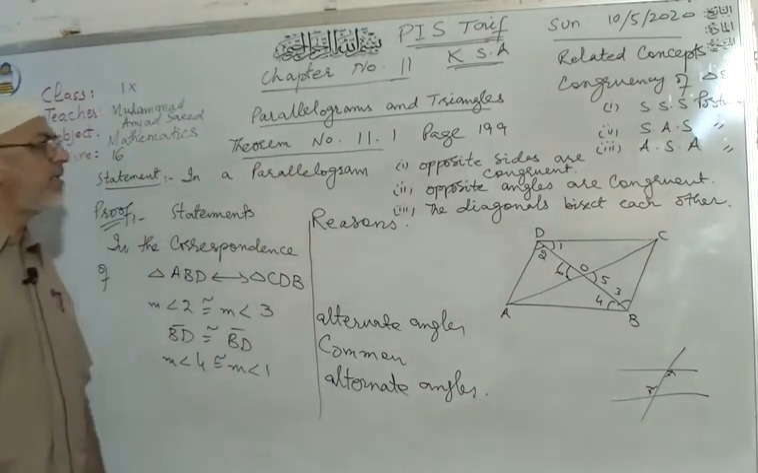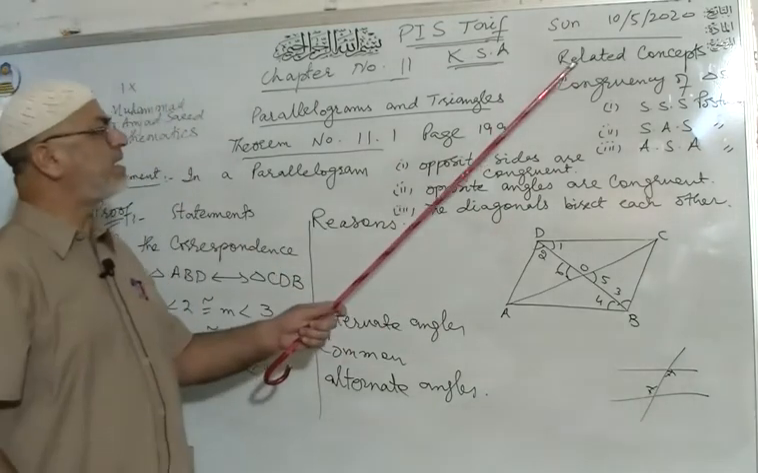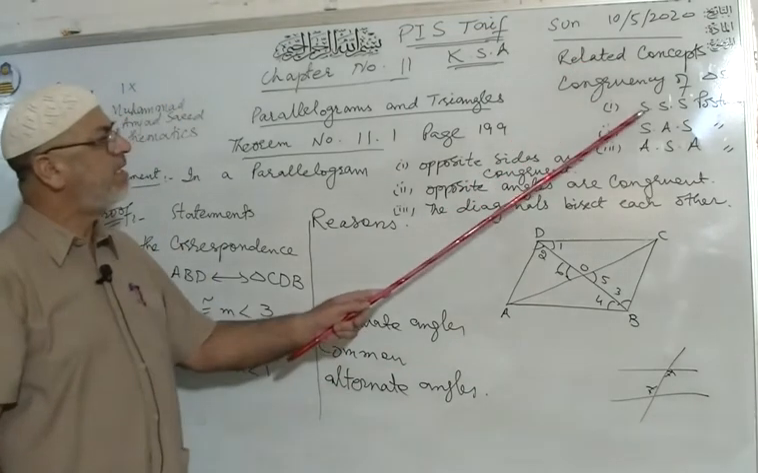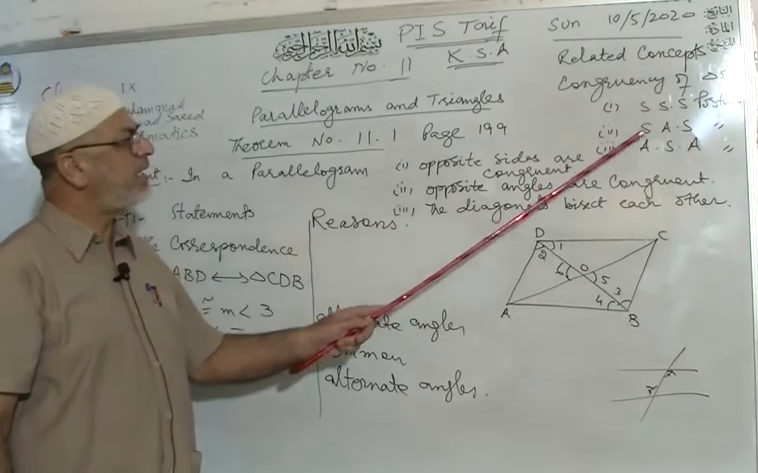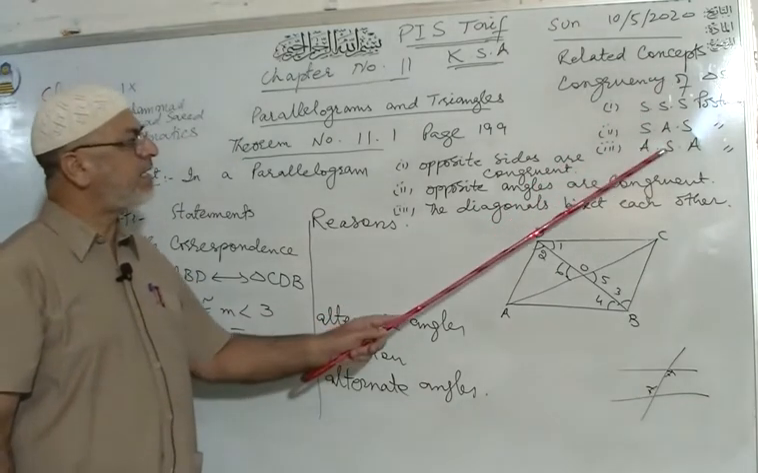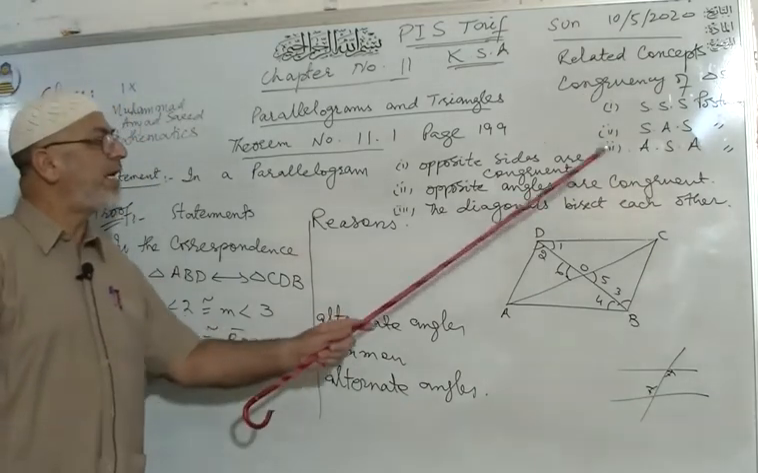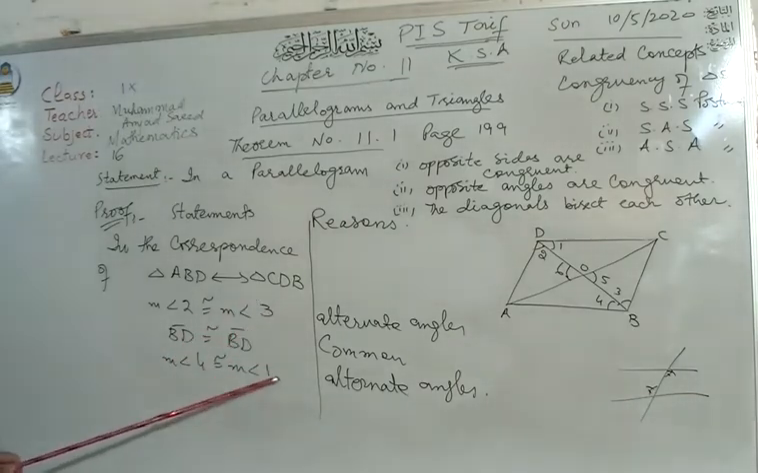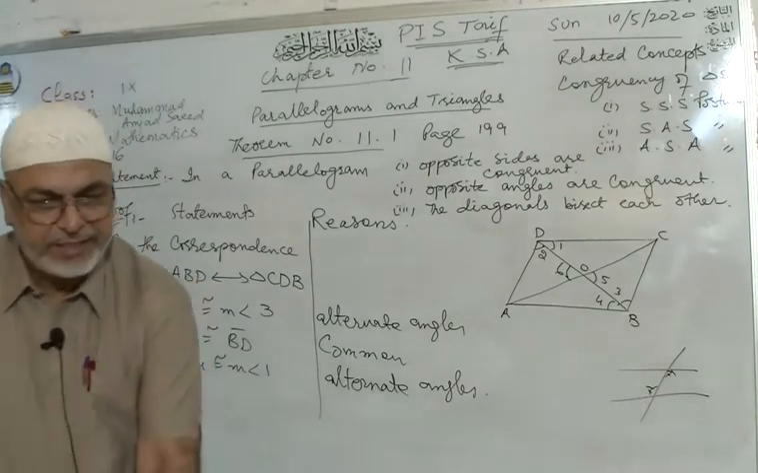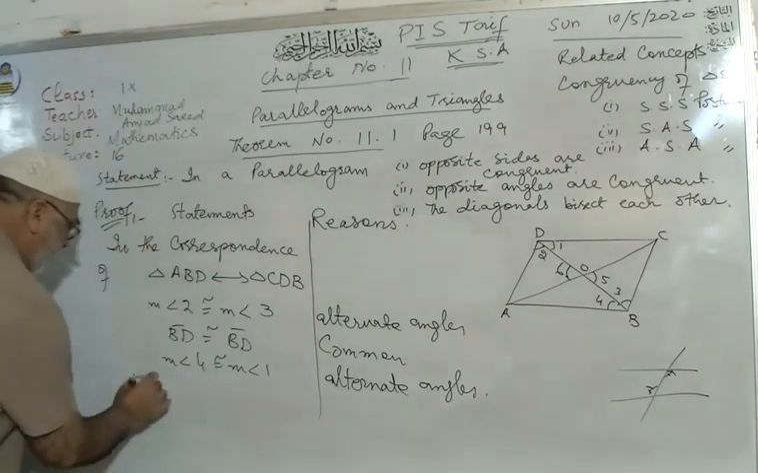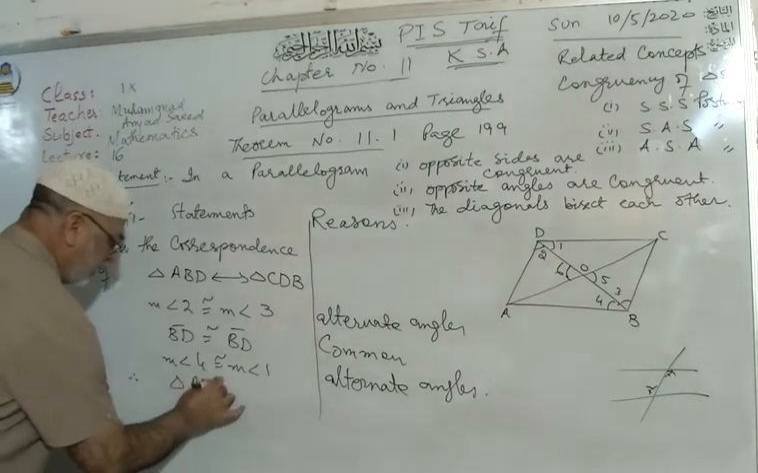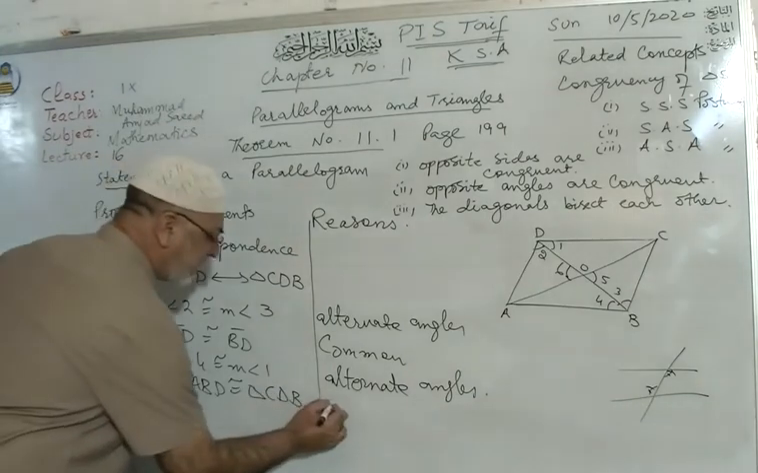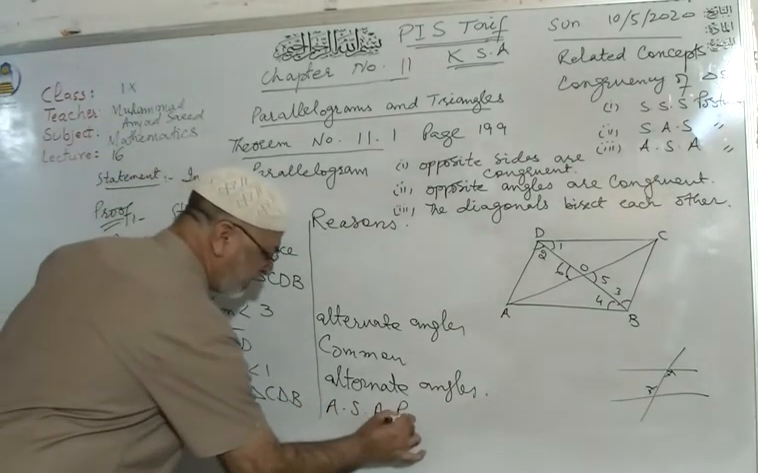Now, my dear students, I have written this related concept of congruency of triangles. There are three possibilities in case of congruency of triangles: side, side, side postulate; side, angle, side postulate; and angle, side, angle postulate. You can check, we have the third possibility here: angle, side, angle postulate. This postulate number 3 is valid here. Therefore, we can say triangle ABD is congruent to triangle CDB. What is that? Angle, side, angle postulate.